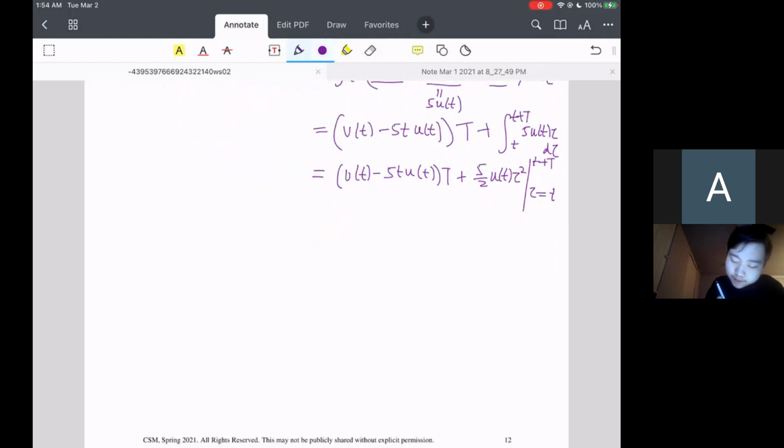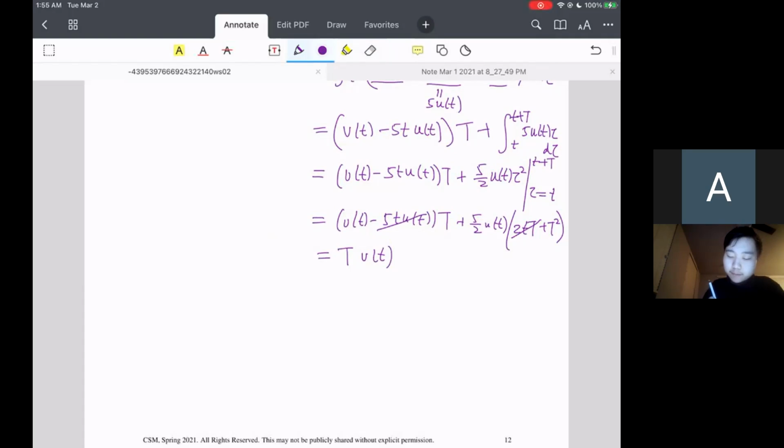And so this is equal to v of t minus 5t u of t T plus 5/2 u of t times 2tT plus T squared. We realize that this 2tT term, multiplied with this 5/2 times u of t, just cancels out with this term. So we see that it's equal to T times v of t plus 5/2 u of t T squared. And that is our answer for part 1. Okay, off to part 2.